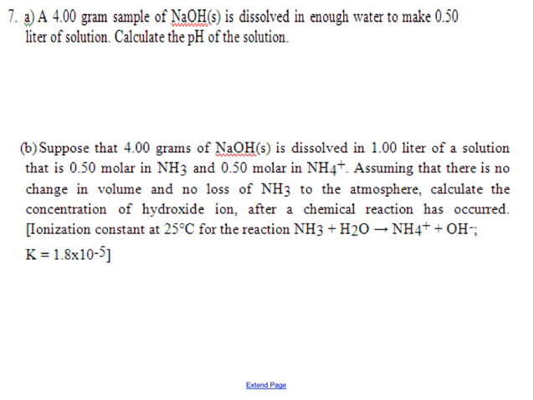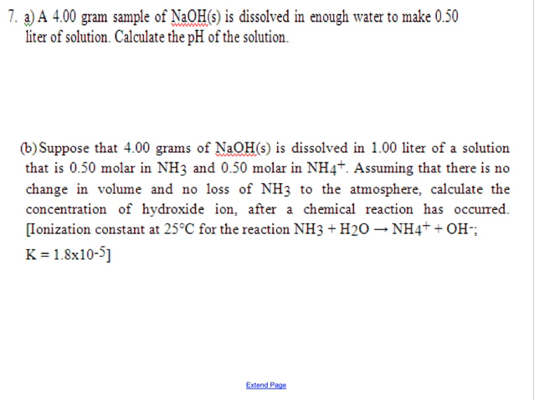Okay. Whew. Number 7. A 4-gram sample of sodium hydroxide is dissolved in enough water to make 0.5 liters of solution. Classify this. This is the easiest problem on the planet.